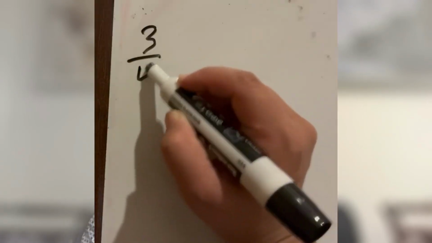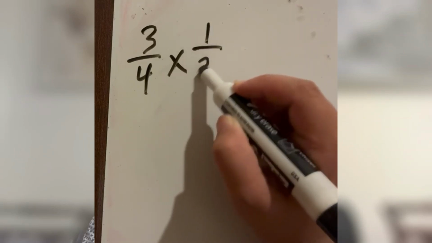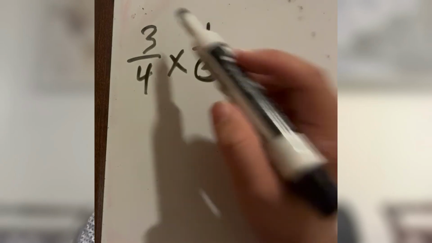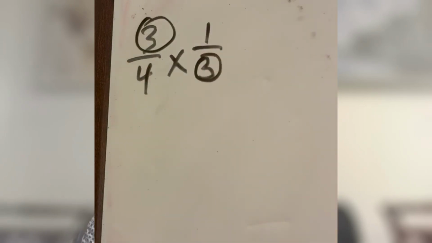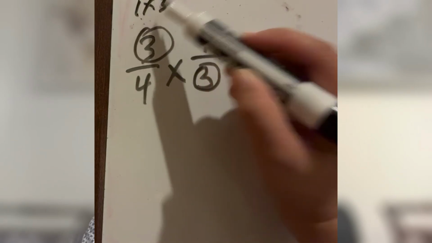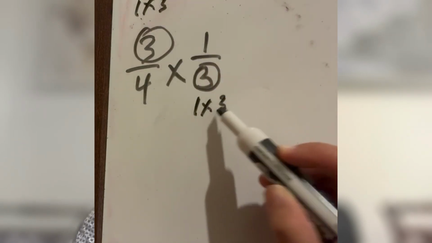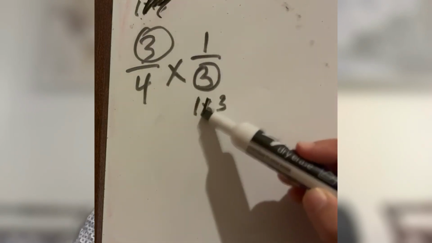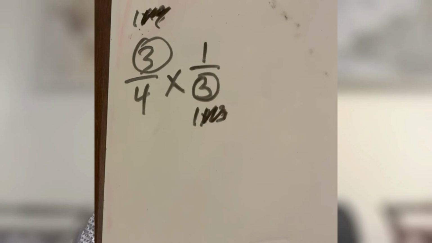All right, our second problem. We're going to have 3/4 times 1/3. Checking our diagonals. Our first diagonal, we have 3 and 3. They have a common factor of 3. 1 times 3 will give us 3. So if we take out the common factor, we'll be left with 1. And for our other 3, we'll also be left with 1.